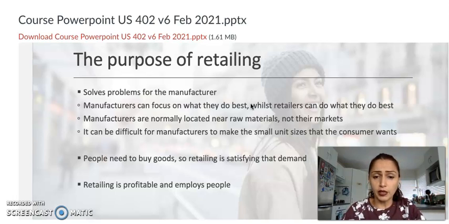Retailing is profitable and employs people. So the purpose of retailing, we're back to here, is that not only does it help the manufacturers, it helps make the product available to the consumer, and with that, it employs people who work in retail and help to sell the product.